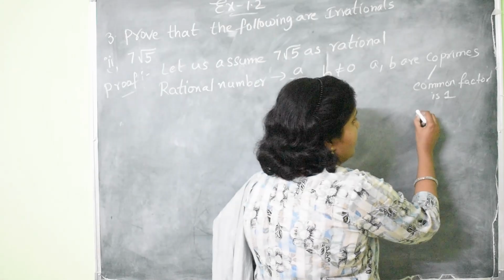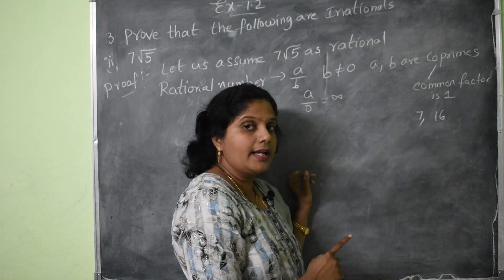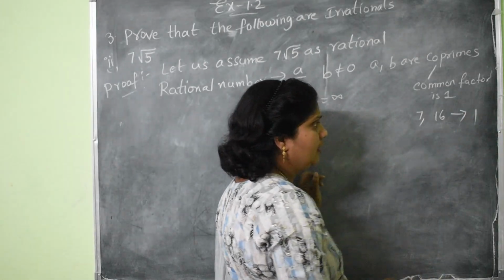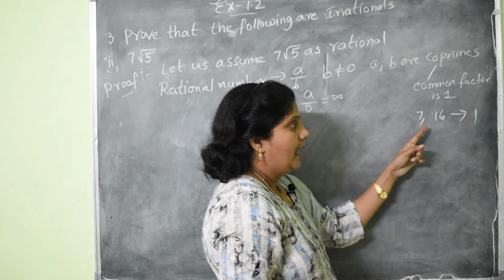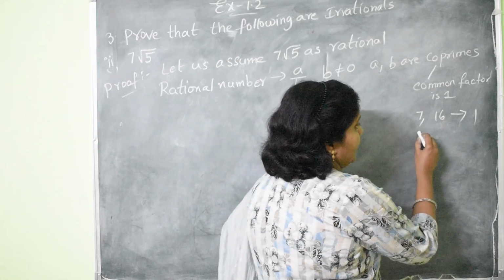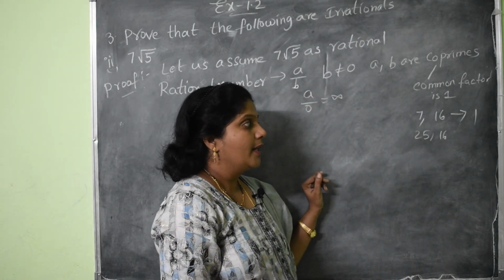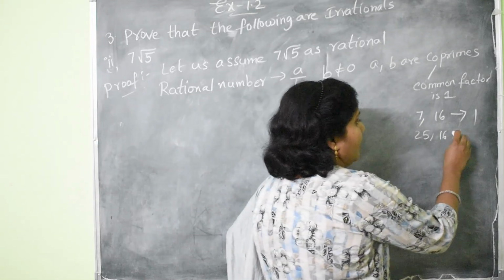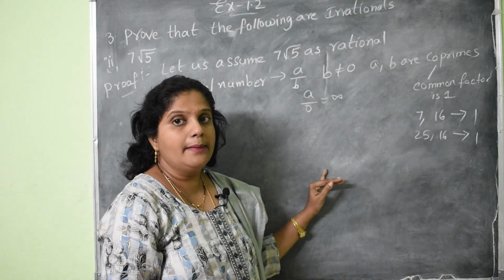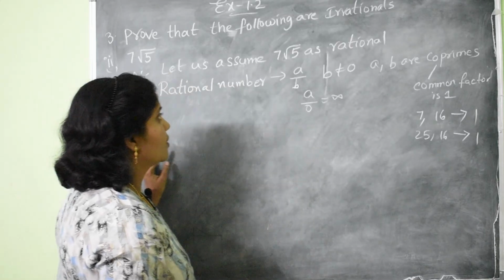Let us take an example, 7 and 16. 7 is prime and 16 is composite, yet their common factor is 1 only. Take another example, 25 and 16. Both are composite numbers, but their common factor is 1. So co-prime numbers can be prime, composite, or both. Okay, now let's go to the question.